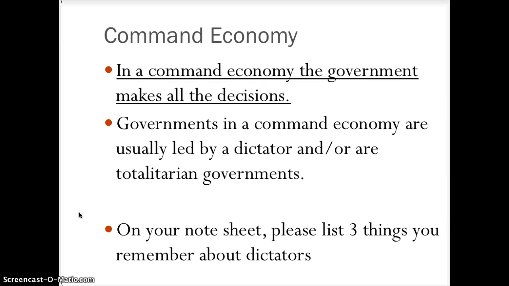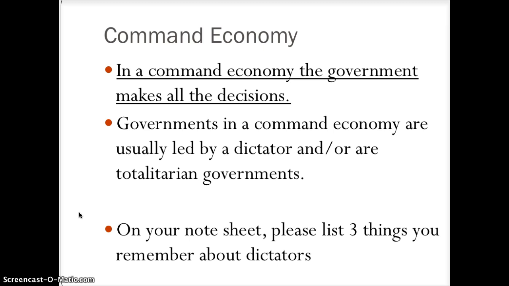The second kind of economy we're going to talk about, command economy. This goes hand in hand with the idea of communism that we spoke about in the last unit. In a command economy, the government makes all decisions about everything. So the government tells individuals what they are going to do, how they are going to do it, what jobs they are going to work.